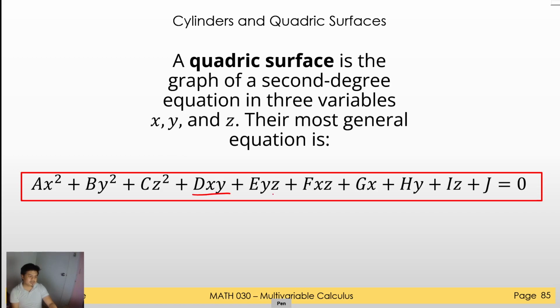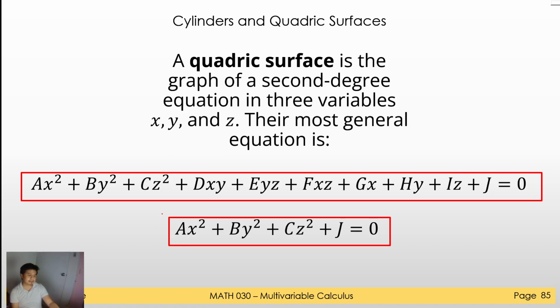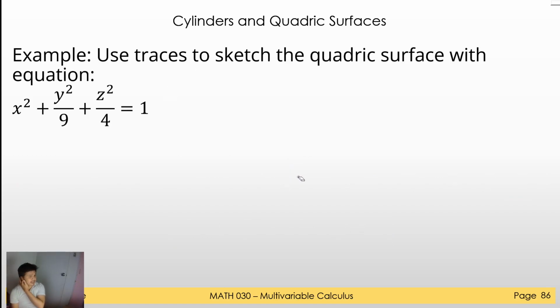If we don't consider the tilting, if it is tilted, your graph is tilted, we have to include these terms. But if it is parallel to our axis, then we only need these four terms. So to make things simpler now, but the general equation for quadric surfaces is still this. Okay, so let's try sketching a quadric surface with this equation.